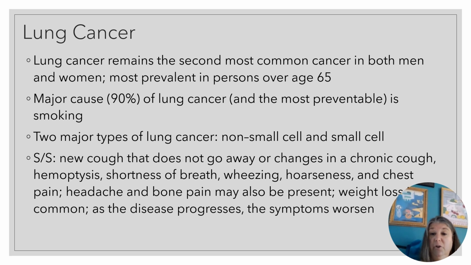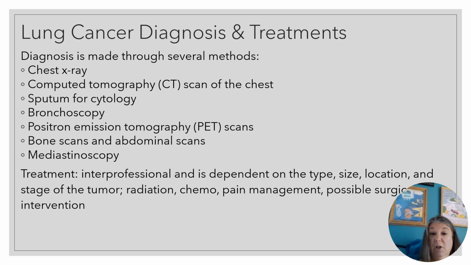So our symptoms are a new cough that doesn't go away, or a change in a chronic cough. So like if you have COPD, we kind of expect you to have a cough, but maybe something changes about it. You may have hemoptysis, which is bloody sputum, shortness of breath, wheezing, hoarseness, and chest pain. Headache and bone pain may also be present, and then potentially weight loss. So diagnoses: chest x-ray, CT, sputum, bronchoscopy, PET scans, maybe bone scans, abdominal scans.